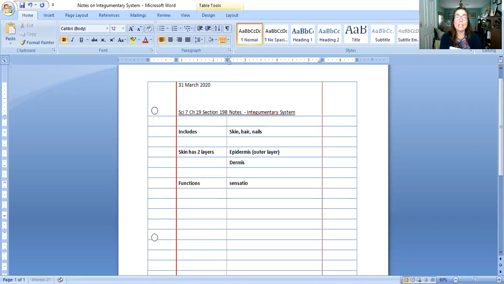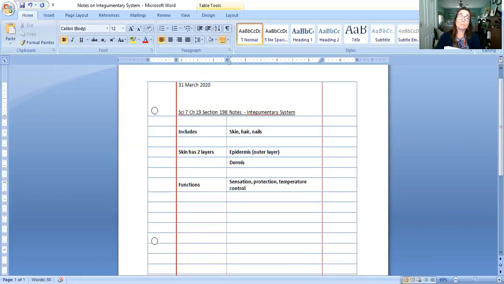So sensation, in other words, you can sense the environment, temperature, pressure, heat. Protection. So that outer layer of cells doesn't feel like it would be armor, but that outer layer of skin is all dead cells, and it just makes a protective barrier to keep viruses and bad things out, to keep water in. And then, as I mentioned, the blood vessels help with temperature control. Okay, so 3 functions of the integumentary system.